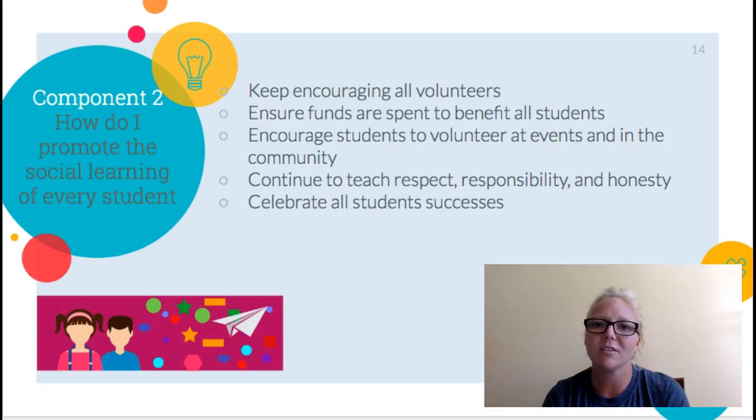Continue to teach the skills that we teach every day in school. We call them Bear Pride at my school, but basically, you're teaching respect, responsibility, honesty, integrity, and so forth. Basically teaching them to be good people no matter what in any situation. So, continue to celebrate all student successes. Even if an individual student has a success, share it with all students and encourage all students to continue to be more and more successful.